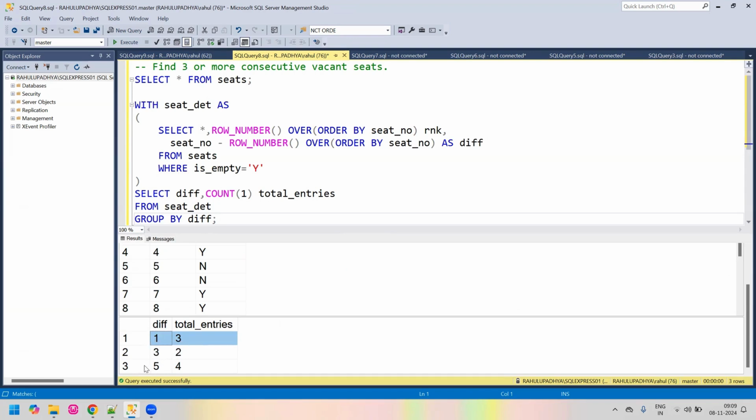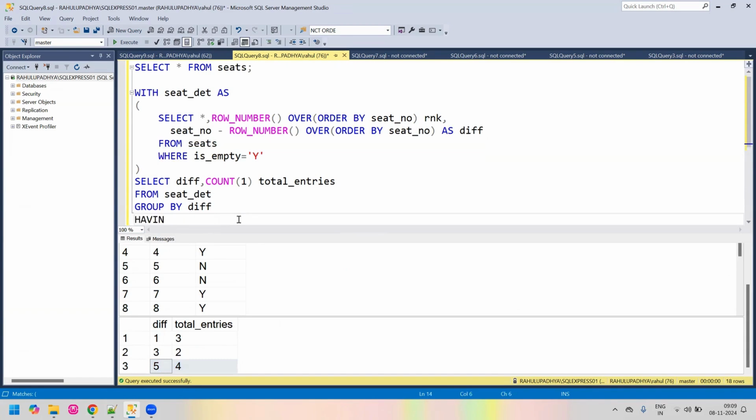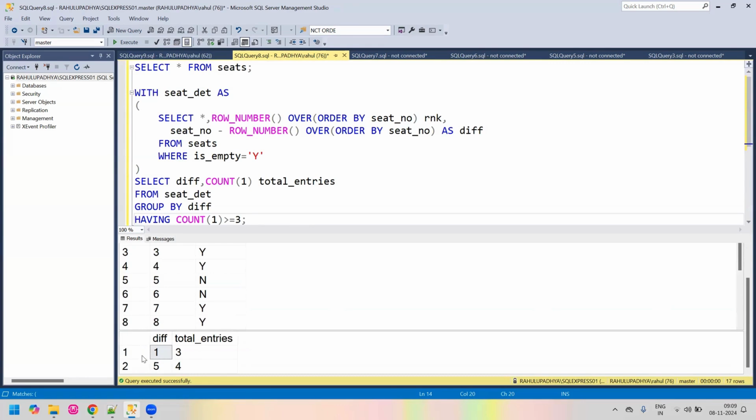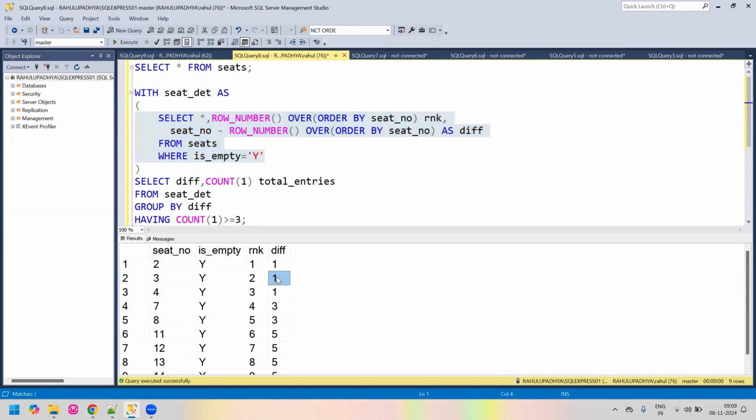So we need to keep only those entries where the count is 3 or more. So it will be the first and third entry. Okay, so for that, we can use the HAVING clause here and say count is greater than or equal to 3. So it will keep only the first and third entry. Let's run and see the output. As we can see, we have identified which are those differences which have 3 or more entries. So from the output, we will keep only those differences where the value is 1 or 5, which we have determined here.